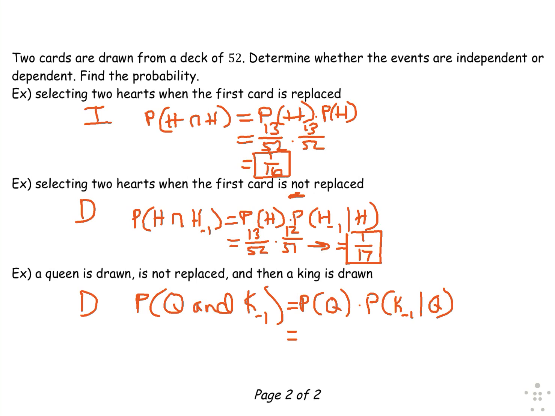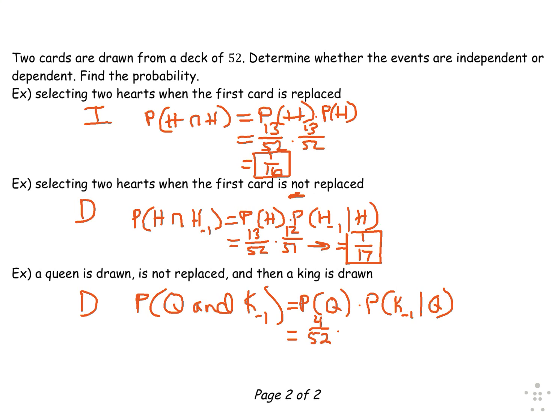There are 4 queens in a deck because there's 1 per suit and there are 4 suits. So 4 over 52. And queens, by the way, are known as face cards. All the face cards are Jack, Queen, King. So there are 3 face cards per suit for 12 in a deck. Aces and 10s are not face cards.